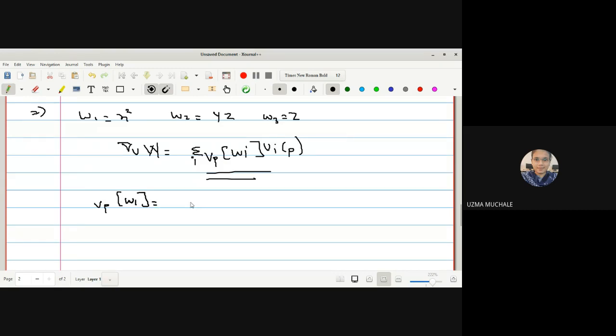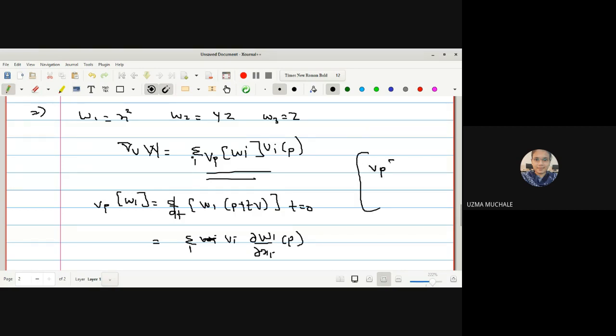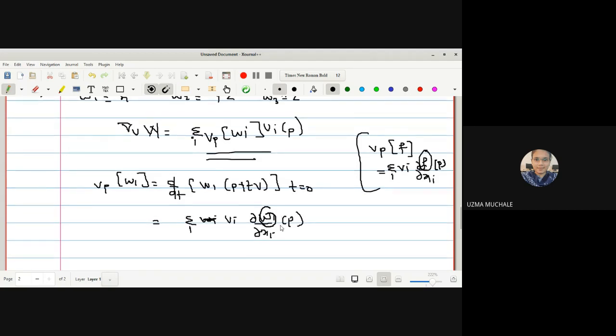What will be v_p(w1)? It is d by dt of w1 of p plus tv at t equal to 0, or you can go with the other formula for the directional derivative: summation over i of v_i dou w1 by dou x_i at the point P. If you don't remember, let me write down the formula. v_p f is equal to summation over i of v_i dou f by dou x_i. Instead of f, you have to write w1.